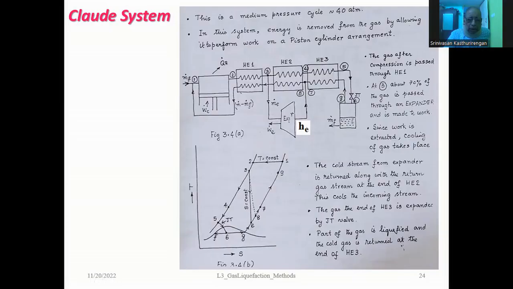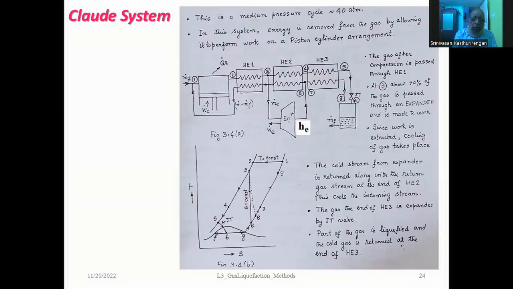Now, the incoming gas is continuously cooled down from 3 downwards. From 3 onwards, it gets cooled to 4, and then finally it reaches 5 at the end of the third heat exchanger. At 5, it undergoes a Joule-Thomson expansion, which takes the gas to position 6, where a part of the gas is liquefied, and another part is gas which comes back as a cold gas in the return stream. Now it combines and gradually cools the incoming stream and returns to position 1.